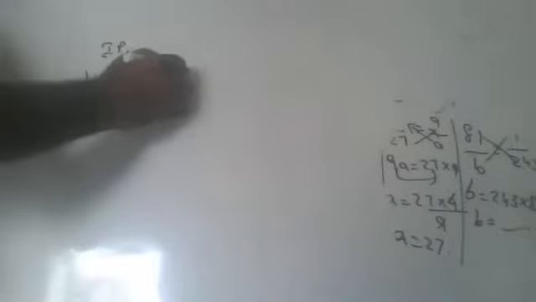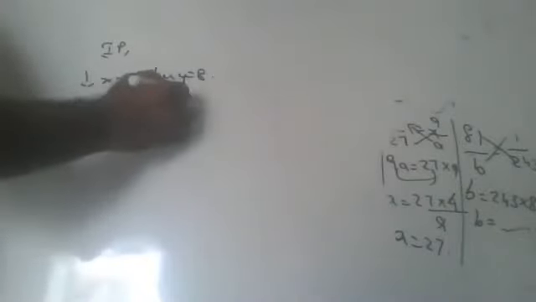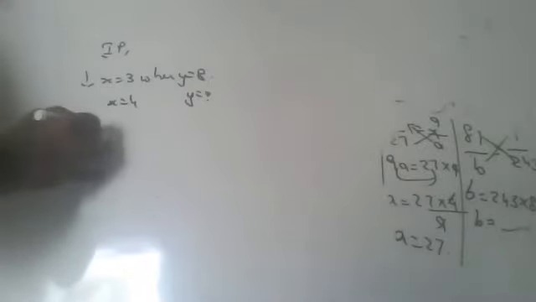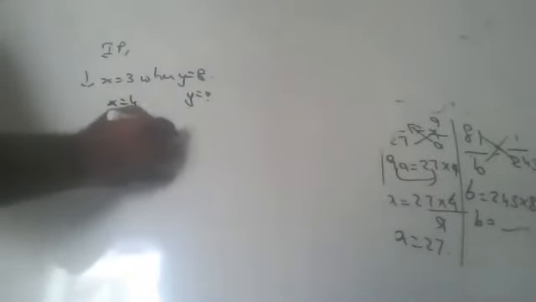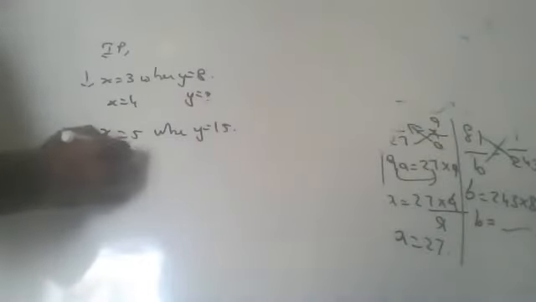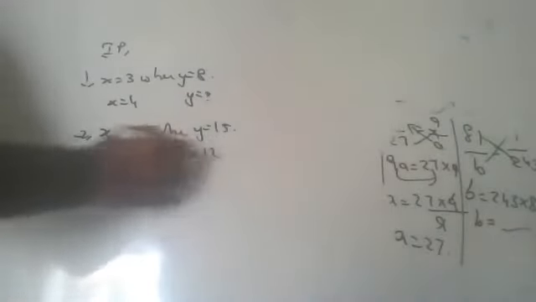So, children, some more examples. Okay, all are inverse proportion, children. Suppose they will give like this: if x is equal to 3 when y is equal to 8, find y when x is equal to 4. Second question, x is equal to 5 when y is equal to 15. Find x when y is equal to 12.